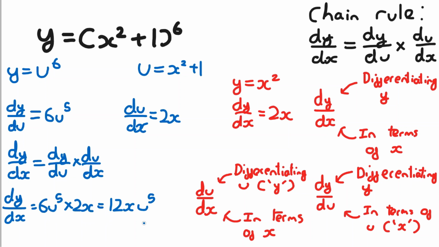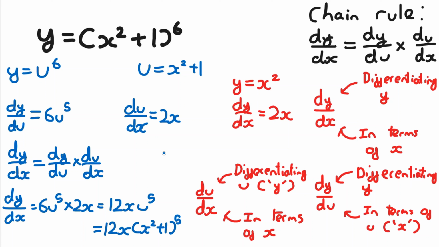Now, the important thing is that we cannot have u in our final answer, because this is a substitution that we made. We need to get rid of the u, and we need to substitute back in the x squared plus 1. So this is equal to 12x, and then we substitute back in x squared plus 1 for u, so it's (x squared plus 1) to the power of 5. So dy over dx is equal to 12x times (x squared plus 1) to the power of 5, and that's how we do the chain rule.